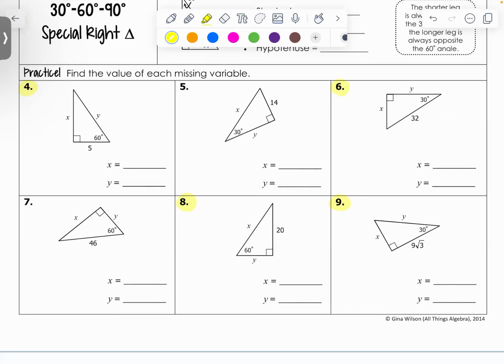So y is 20 radical 3 over... then multiply that by 2. 40 radical 3. Is y 20 radical 3? Is y 20 radical over 3? Yeah. Yeah.